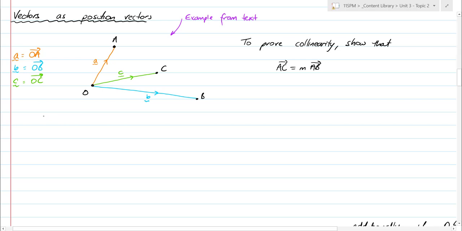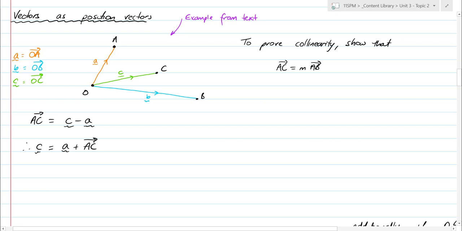So AC, hopefully you can see, is equal to C minus A. To get from A to C, there's no direct path, but I can work negative A and then positive C. So AC is C minus A. And that means that C is equal to, so I'll turn it around, A plus AC. I've just done a bit of a rearrangement there.